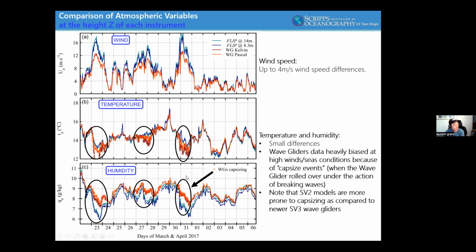When the waves get big, a breaking wave just makes a Wave Glider capsize. Just a note that this data comes from the old SV2 model, which was a smaller one. And now the newer SV3 models are much bigger and, more importantly, much heavier. They are more stable and less prone to capsize. So that's something which should be better with the new generation of Wave Gliders.